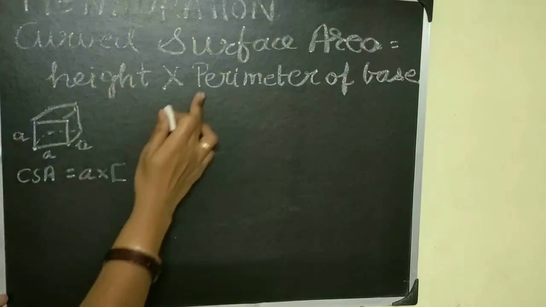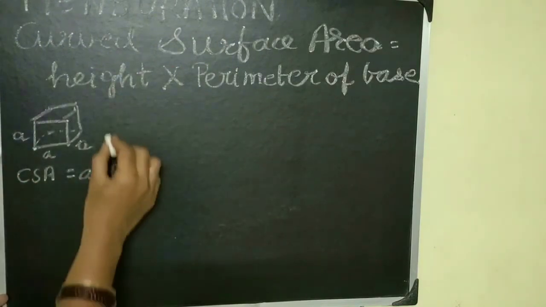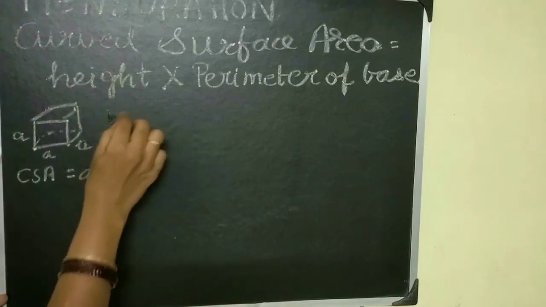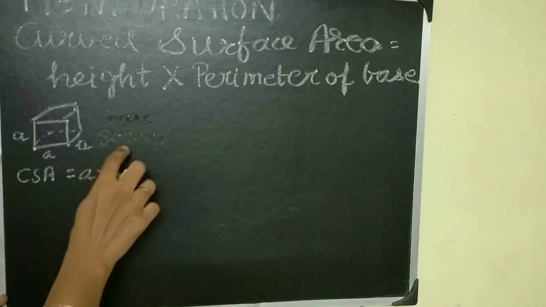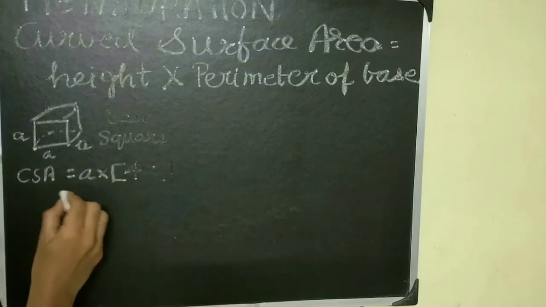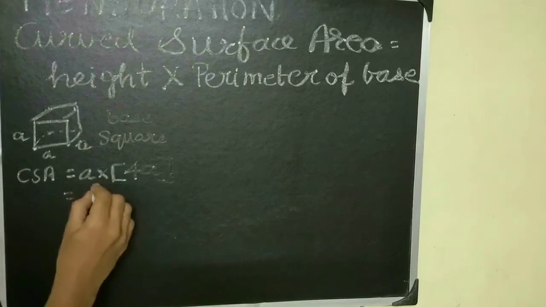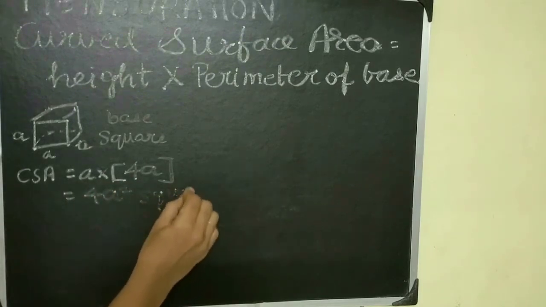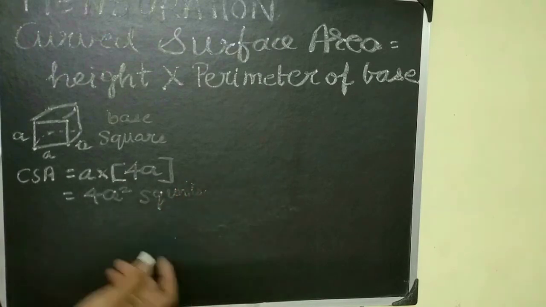What is the perimeter of a square? Here the base is a square. So the perimeter of a square is 4A. So this comes to 4A squared units. So this is the same.